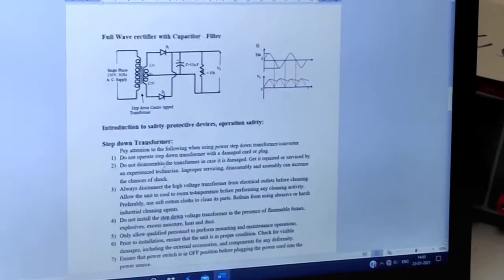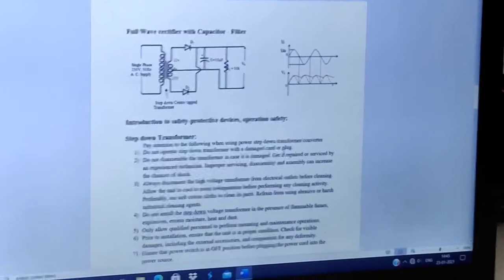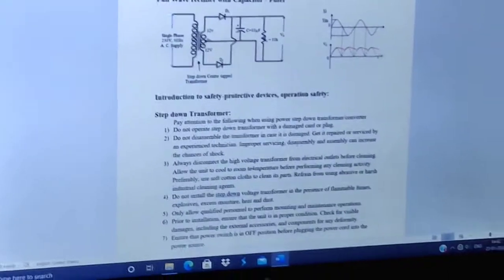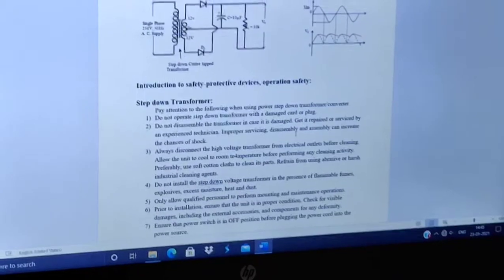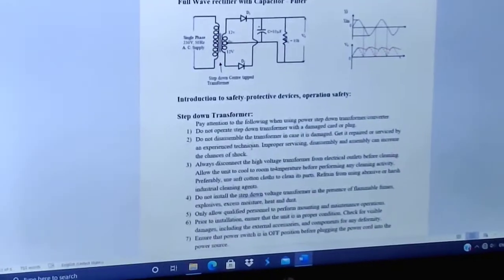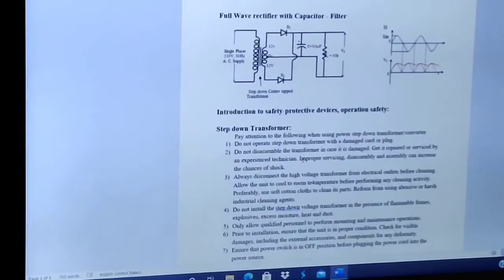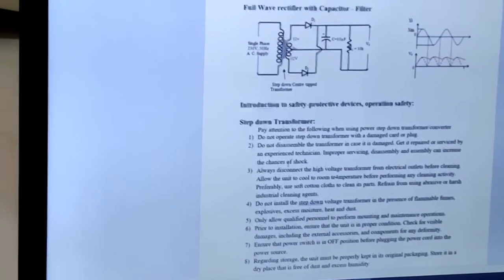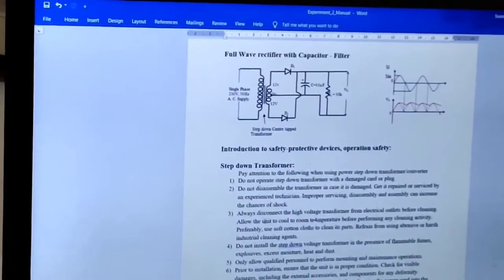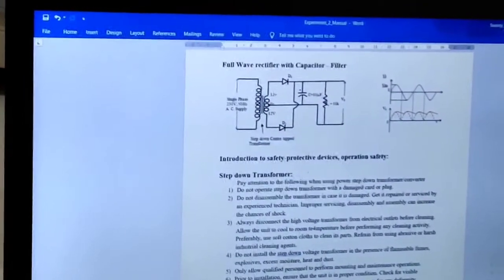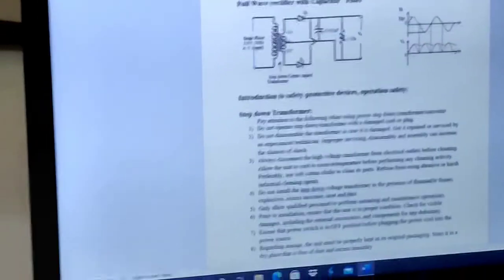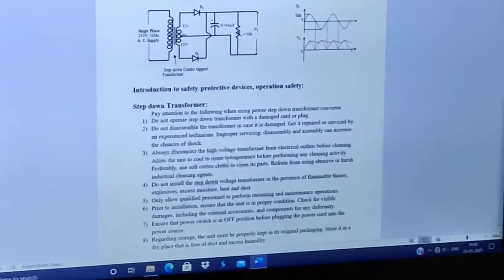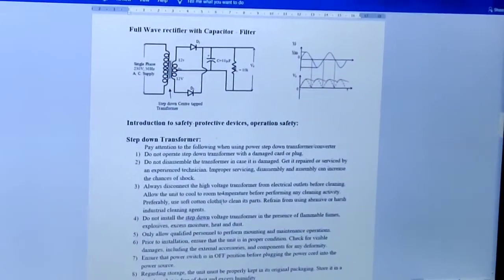Do not operate the step down transformer with a damaged cord or plug. Do not disassemble the transformer; in case it is damaged, get it repaired or serviced by an experienced technician. Improper servicing, disassembly and assembly can increase the chances of shock. Always disconnect the high voltage transformer from electrical outlets before cleaning. Allow the unit to cool to room temperature before performing any cleaning activity.